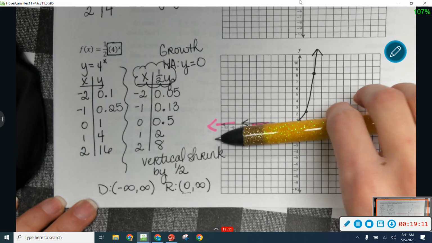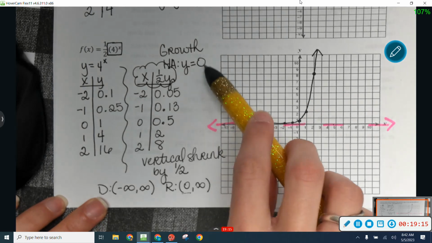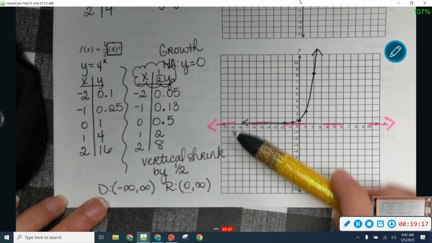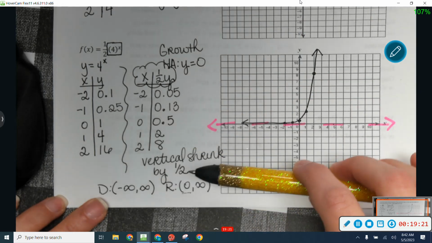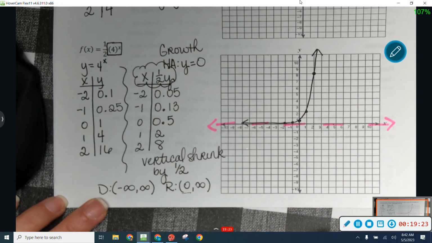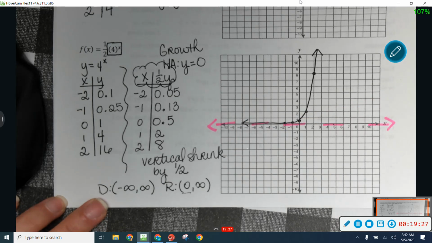Because I'm not going any lower than that asymptote. So that's why I say whatever your asymptote is, that's the number that goes in your range. It just depends: is my graph above or below? If my graph were below, then you go from negative infinity, and that asymptote would then be a maximum boundary, so a top boundary.